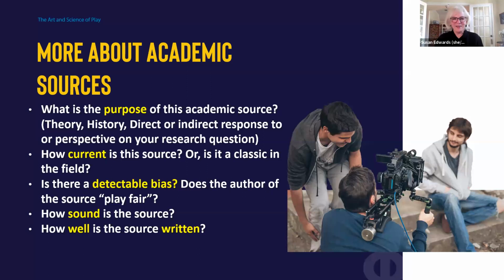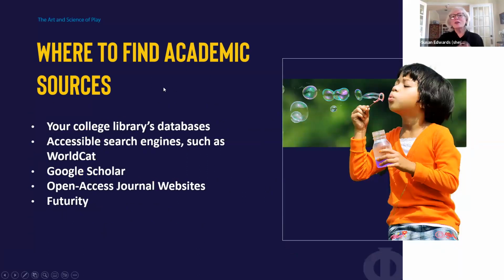Let's go to the next slide, please. So here are lots of places to find them. Again, I'm going to really encourage you to work with your college's research librarians or your town's research librarians. They can really help. They know where to find academic sources. But there are lots of search engines. WorldCat is one of them. Google Scholar is a great resource. It's free, so I encourage you to use that one.